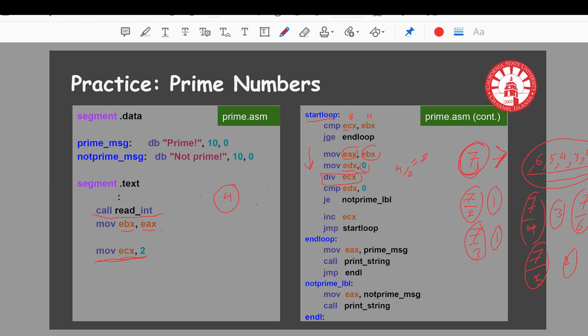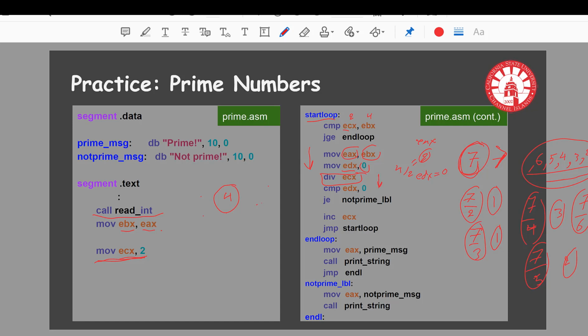be 2. And this 2 is going to be stored in the EAX register, and the remainder is going to be stored in the EDX register. And this time, the remainder is 0. The quotient is 2. So let's move on.